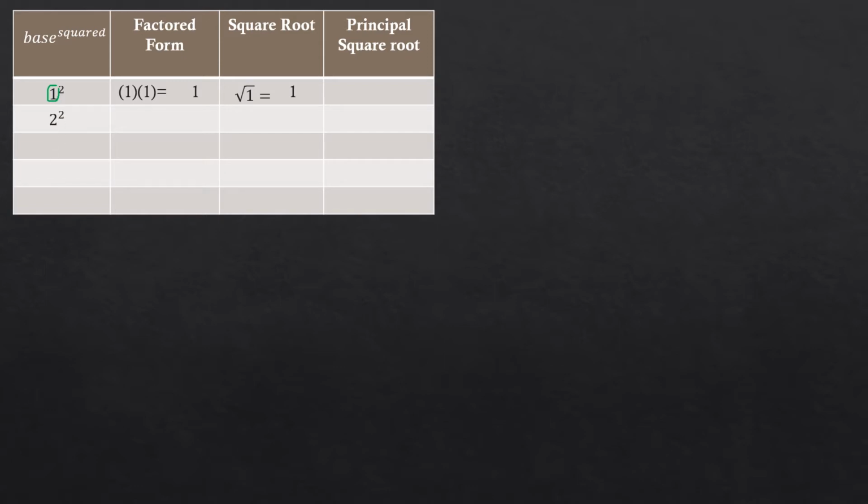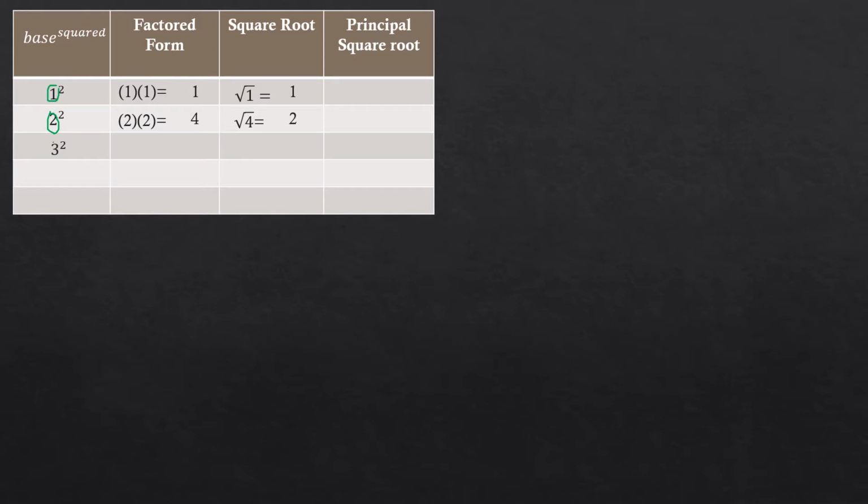Next, 2 squared. Here we have 2 as our base. 2 squared means 2 times 2. So the factored form of this is 2 times 2. The answer is 4. The square root of 4 is 2.